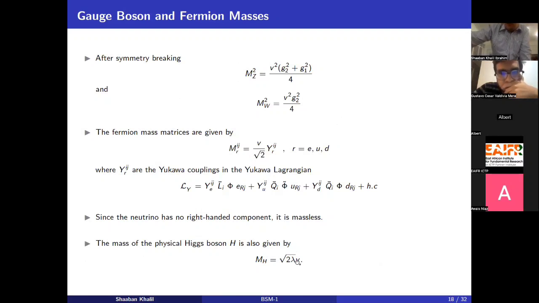So v is fixed, from MW, as we said. Lambda remains arbitrary. After we observe the mass of the Higgs, we were able to find the value of lambda, and we find it of order 0.11, 0.12. So now the second parameter is fixed.